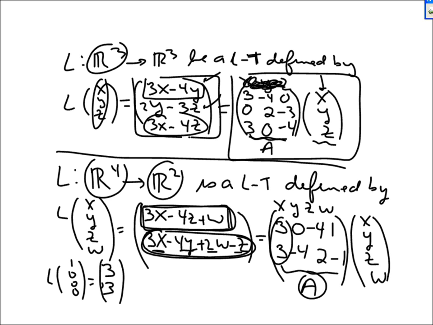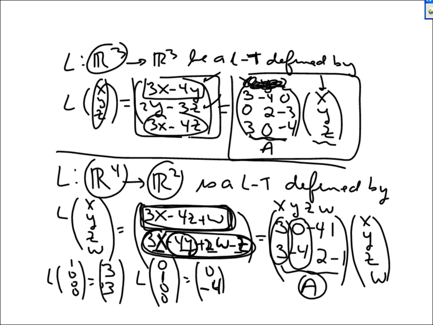Exactly like we got. If you look at L of 0, 1, 0, 0, notice only y is 1 and everything else is 0. The first entry has no y's, so I'm going to get 0. In the second entry, the only term that won't give you 0 is the minus 4y. 3 times 0 is 0, 2 times w, which is 0, is 0, minus 0. It says to take away 4 ones. And that's exactly what the second row is.